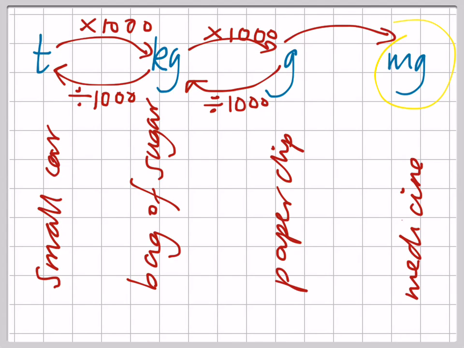And that 1,000 comes in again. There are 1,000 milligrams in a gram, so we're going to times by 1,000 there. And to go from milligrams back to grams, we divide by 1,000. So with weight, it's always 1,000 that you're dealing with.